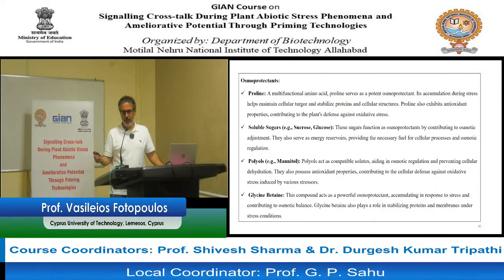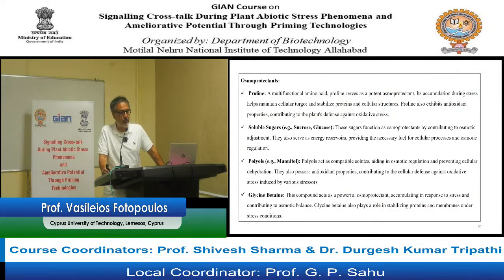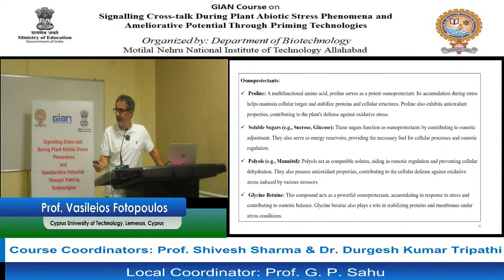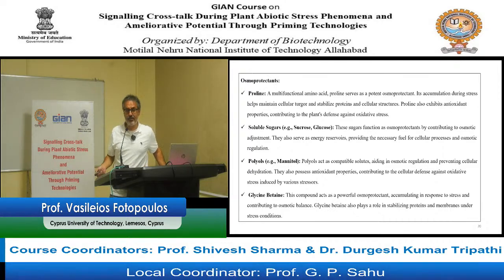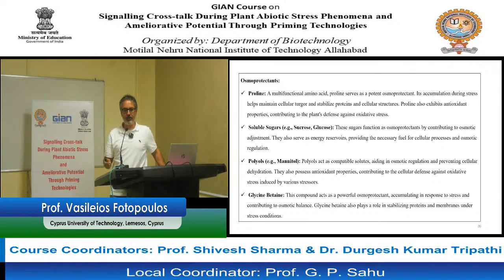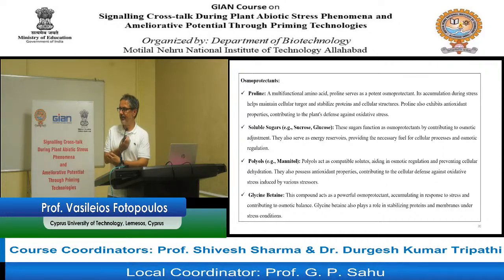So before I mentioned the major osmoprotectants, the compatible solutes. Specifically, we talked about proline, which is an essential multifunctional amino acid. Its accumulation during stress helps maintain cellular turgor, as well as stabilize proteins and cellular structures. And it also exhibits antioxidant properties that contribute to the plant's defense. So as I said, especially in terms of hyperosmotic shock, you should always look at this as one of your first indicators for successful stress imposition.